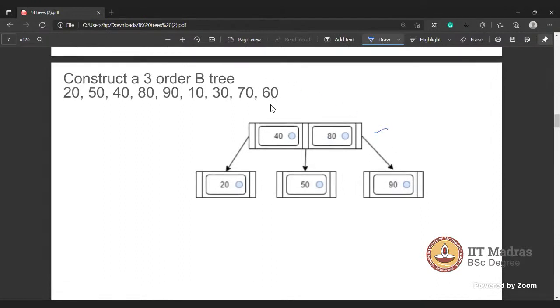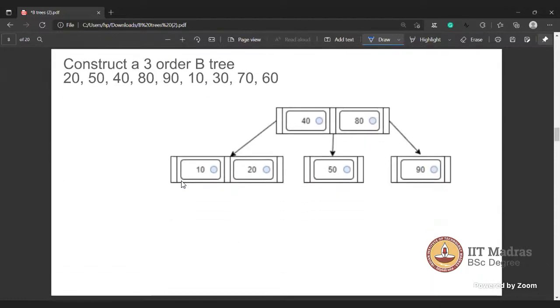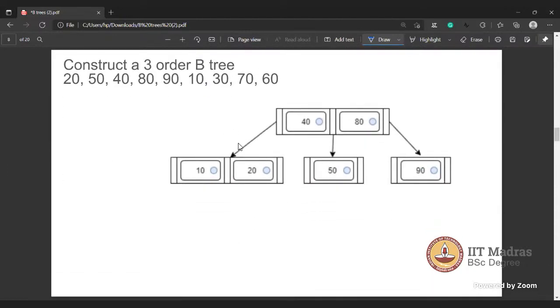After that, we have to insert 10. 10 is less than 40, so 20; 10 is less than 20. So it will be inserted in this position. So we get this tree, right?